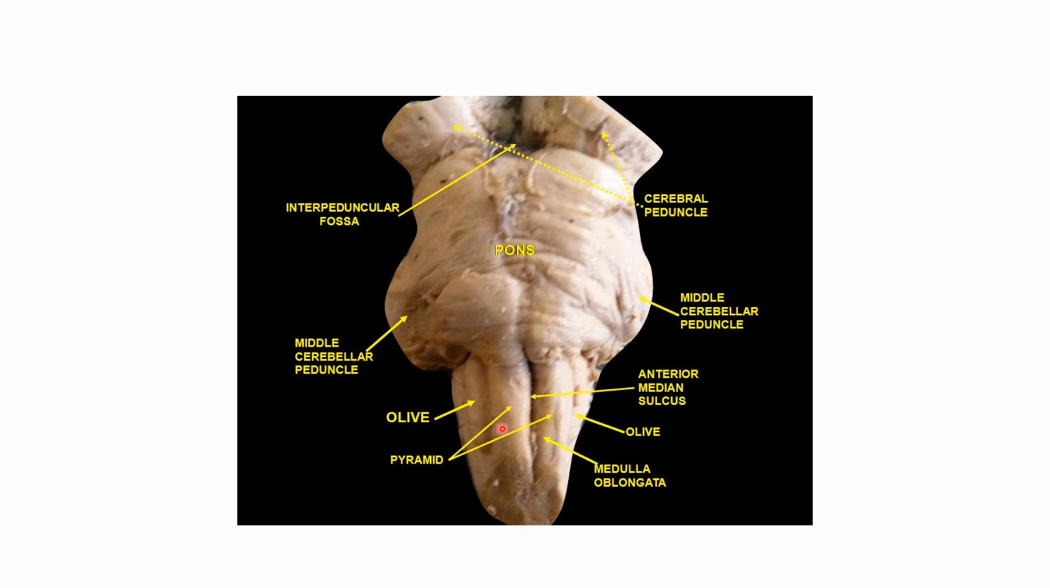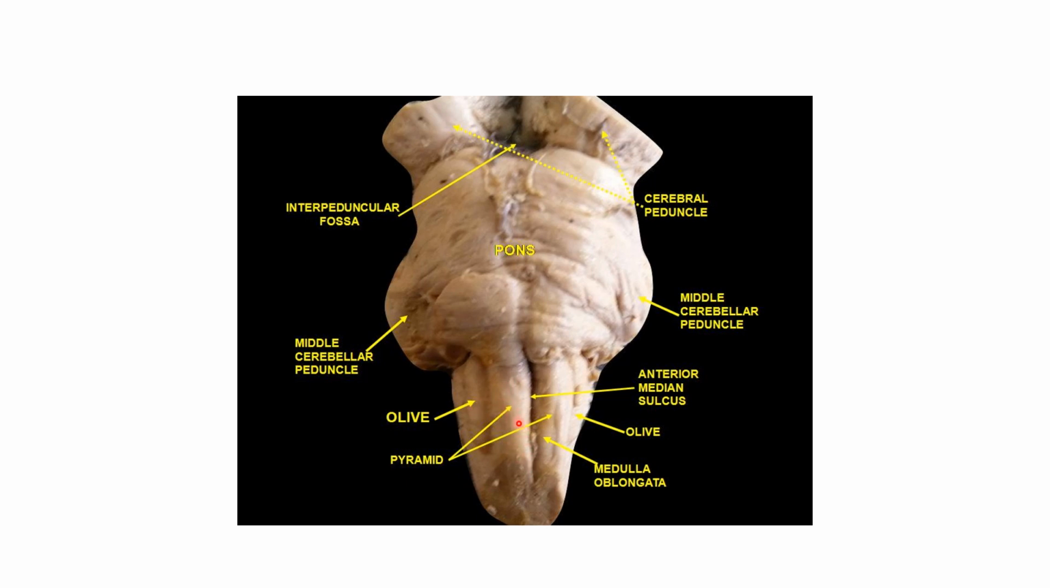Just lateral to this anterior median sulcus, there are two prominences or enlargements, known as the pyramids. These pyramid-shaped elevations are produced by fibers coming from the higher brain centers and going toward the lower aspect, known as the corticospinal tracts. Due to the passage of these neuronal fibers, these elevations are made.